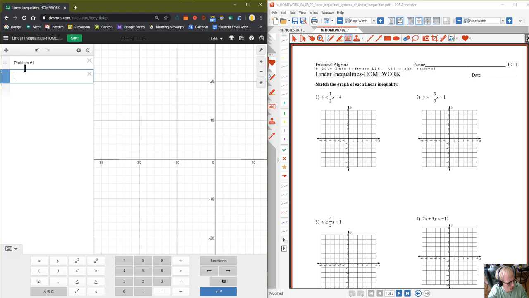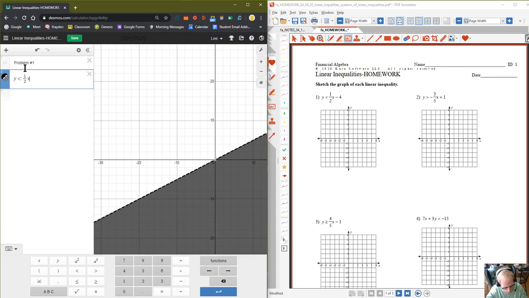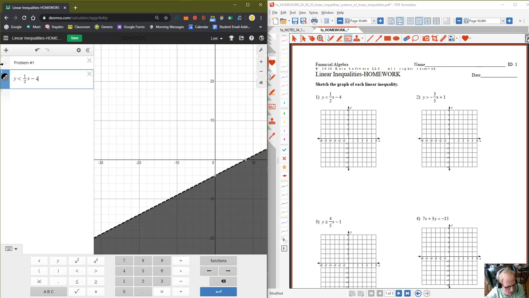Okay, and then I'm going to go to the next line, and I'm going to write the equation y equals 1/2 x minus 4. All right, so Desmos graphs it and even does the shading.